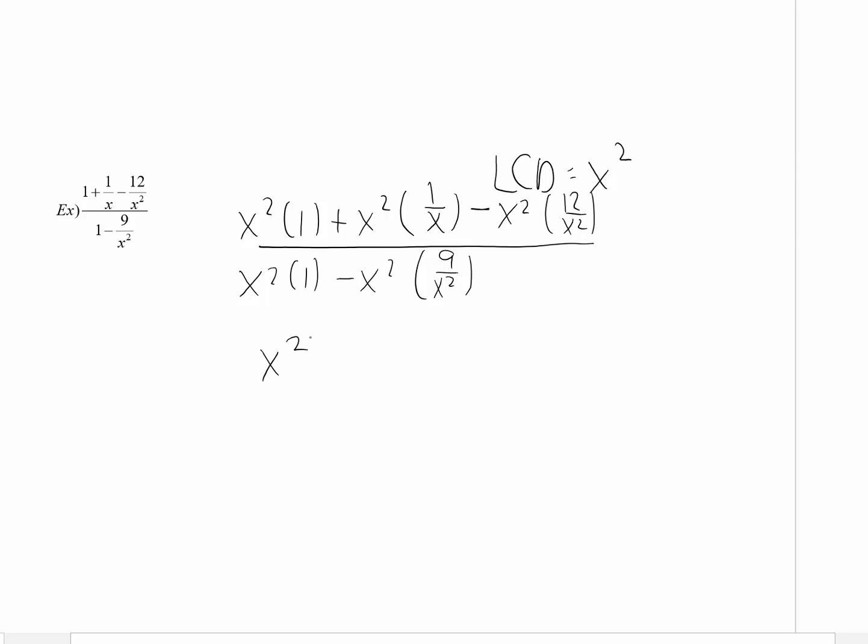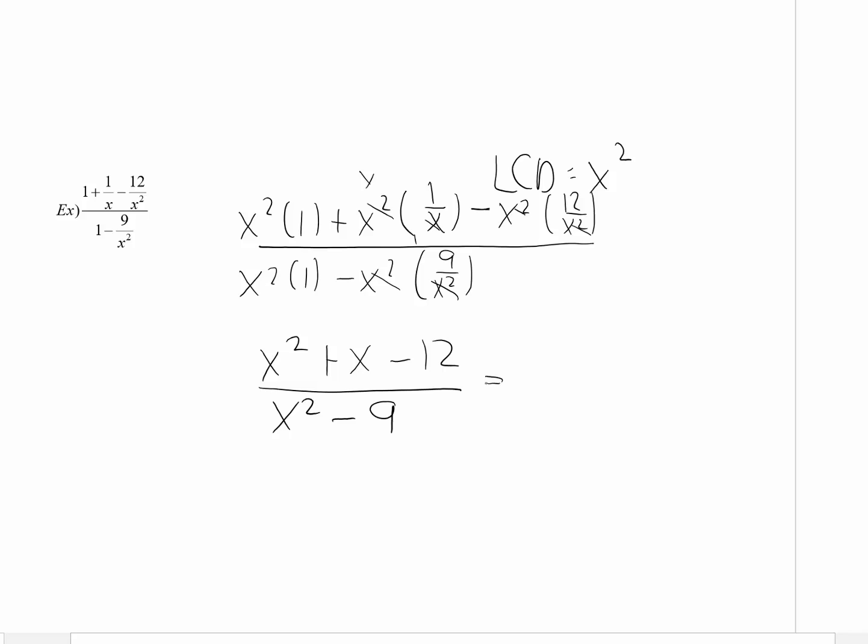Okay, so on the top it's x squared. And x divides out, so x times 1, that's x. The x squareds divide out here, so that leaves me with minus 12. On the bottom, it's x squared. Again, the x squareds divide out, leaving minus 9.